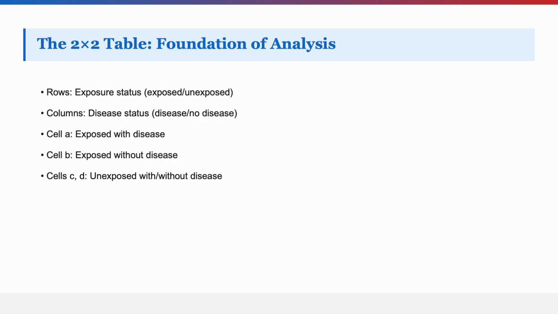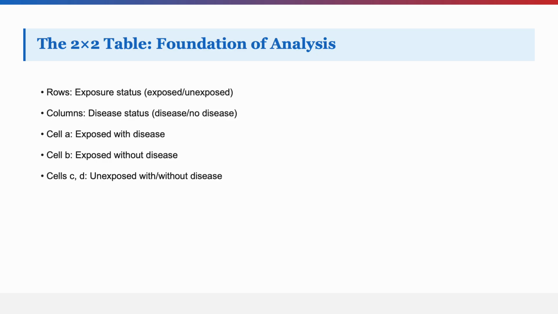From this simple table, we can calculate almost every measure of association. The row totals, A plus B and C plus D, tell us how many exposed and unexposed people we have. The column totals, A plus C and B plus D, tell us how many diseased and non-diseased. Let me give you an example. Studying smoking and lung cancer, A equals smokers with lung cancer, B equals smokers without lung cancer, C equals non-smokers with lung cancer, D equals non-smokers without lung cancer.